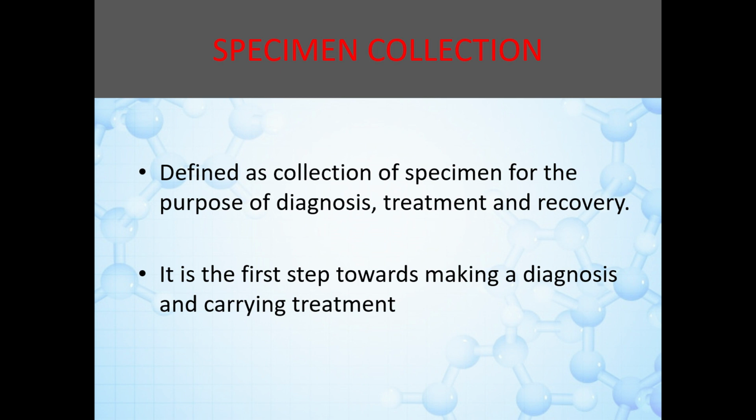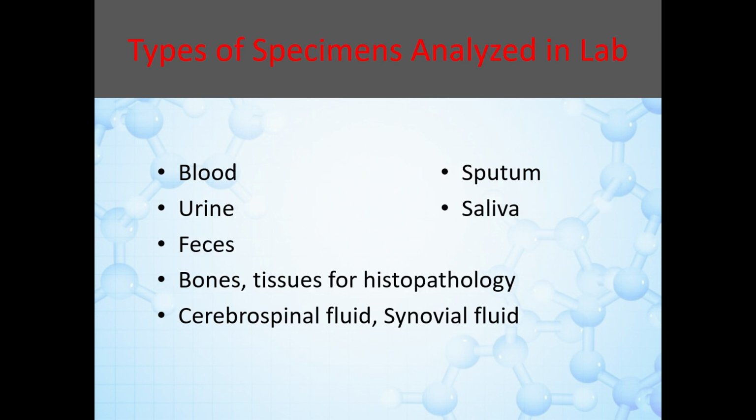And what are the types of specimens analyzed in the lab? Which specimens do we routinely send? Blood. We send blood for CBC, complete blood picture, for glucose, for lipid profile, for enzymes. And then we have sputum. If a patient has some sort of respiratory disease, we are going to send the sputum.